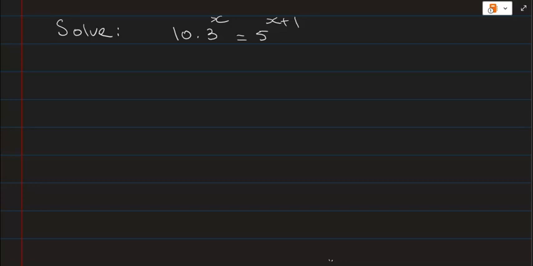All right, let's look at this exponential equation and solve for x. We have 10 times 3 to the x. This is a multiplication, this dot right here. 3 to the x equal to 5 to the x plus 1.